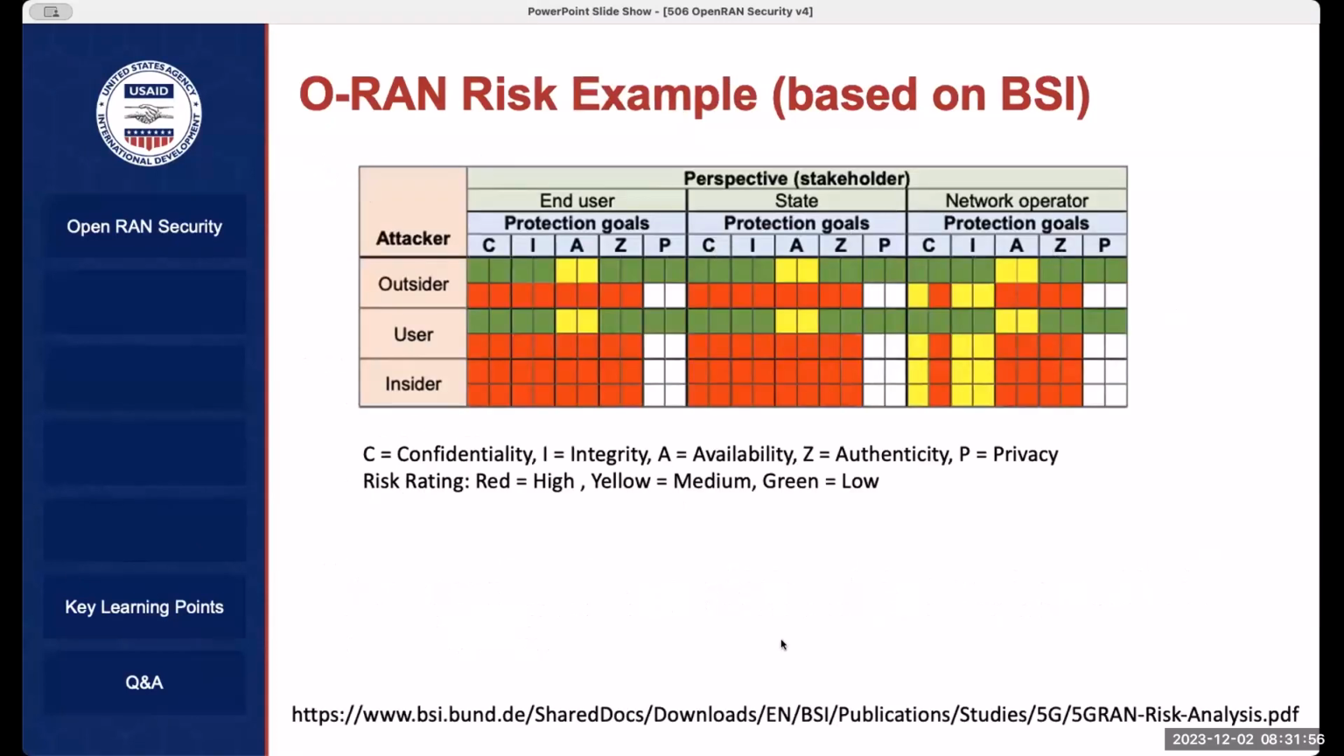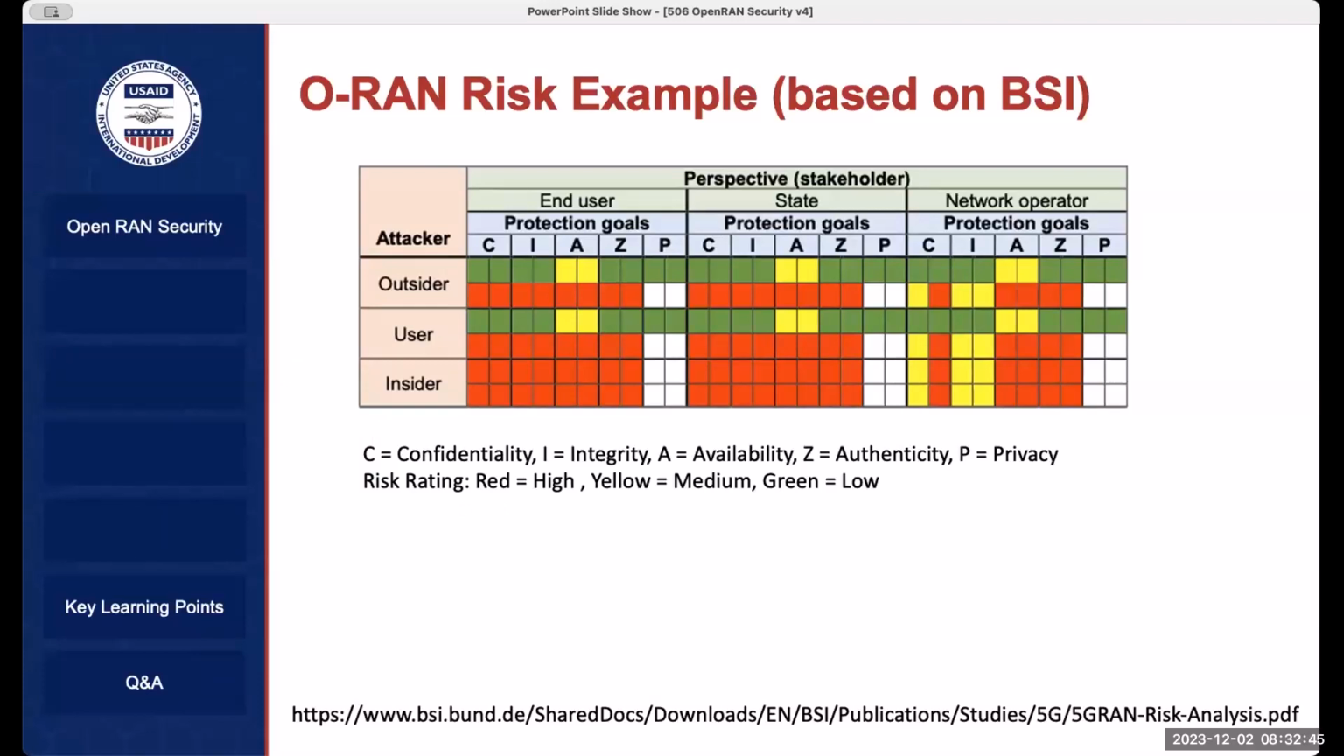And I like how BSI did this, no? When they have this table, no, per risk, and they would say, okay, from, like, example here, from the perspective of the stakeholder, no? And we have, let's say, the end user, the state, and network operator. How vulnerable are they, no, to an outsider attack? As you can see here, no, mostly green, so they are actually protected for confidentiality, integrity, except for availability, no? So availability again, one rogue mobile phone, no, could cause an outage on a vulnerable cell tower, no? And that's from an outsider perspective, no? And well, again, an outsider could also be a user, so they are incorporating that, no?